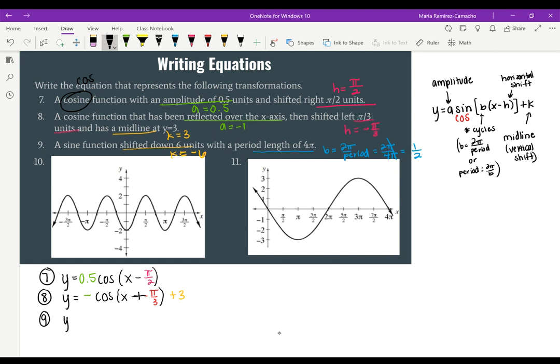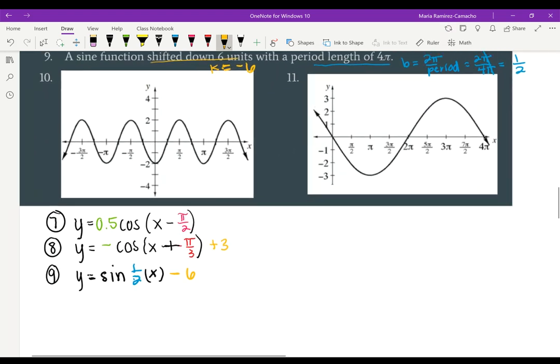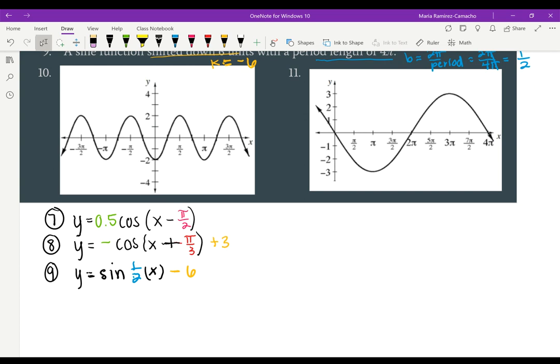So this is going to be y equals sine (1/2 x) minus 6. Okay, for 10 and 11, we are given graphs here. So we're going to have to look at the graphs closely to figure out what the parameters are.